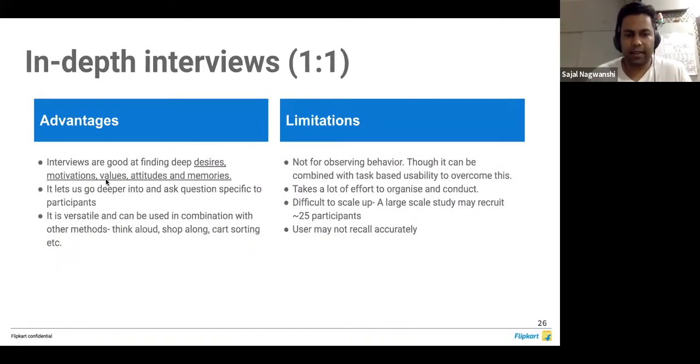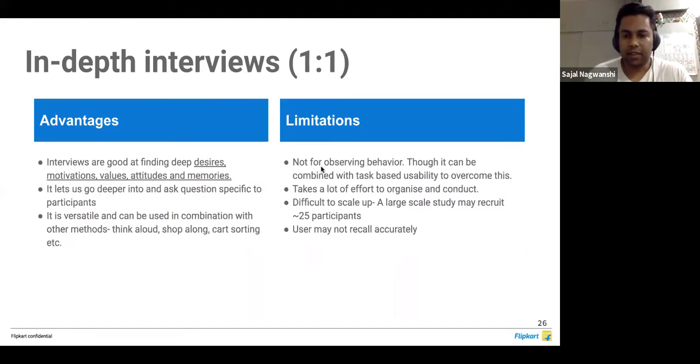See, the advantage is that you get to find the deep desires, motivation, values, attitudes, and memories of the people you're interacting with. You can go much, much deeper into their behavior, their past memories, and investigate this further. You can also build very good rapport with the person because you're doing this conversation one-on-one.